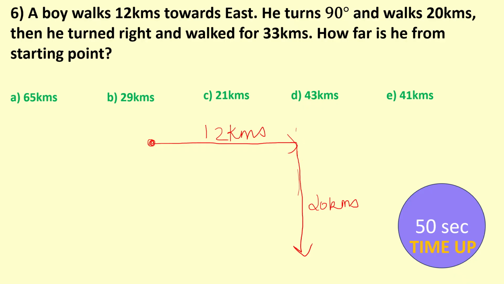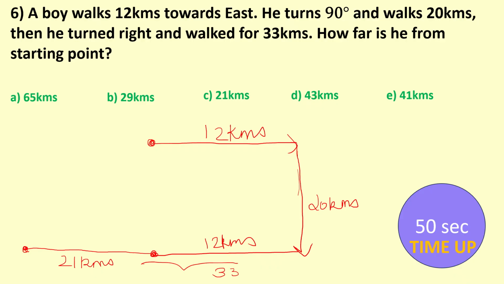बाद में क्या बोला है? Then he turned right and walked for 33 kilometers. तो यहाँ से वो राइट में जाता है और 33 किलोमीटर वॉक करता है. तो अगर ये 12 किलोमीटर हुआ, तो 33 किलोमीटर्स के लिए कितना वॉक करना पड़ेगा? 21 किलोमीटर्स. करेक्ट. तो वो 21 किलोमीटर्स के लिए जाता है. तो ये पूरा क्या हो गया? 33 किलोमीटर्स हो गया. ओके.